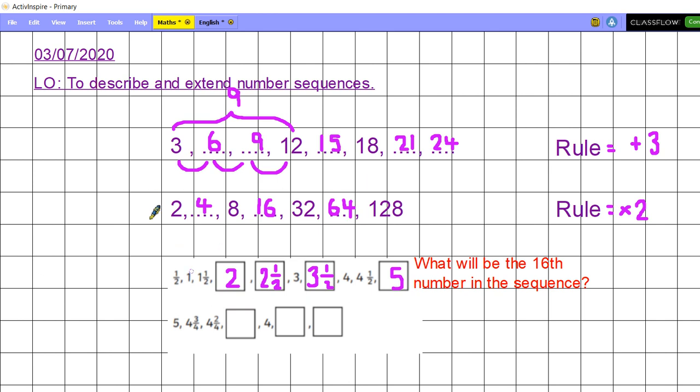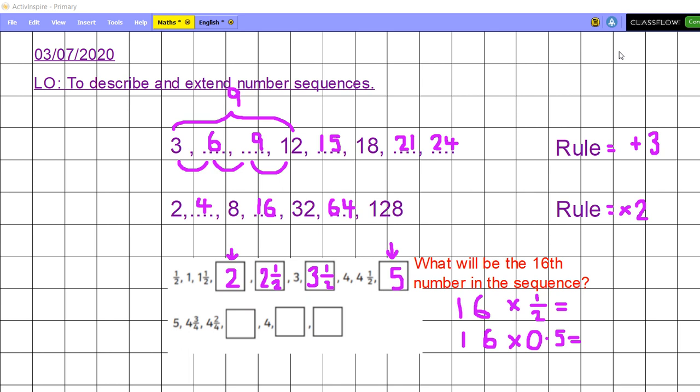So for example, 1, 2, 3, 4. This number is 4th in the sequence. If I do 4 times a half, or 4 lots of a half, that gives me 2 wholes. Let's try it further up here. 1, 2, 3, 4, 5, 6, 7, 8, 9, 10. This is the 10th number in the sequence. 10 times a half, or 10 lots of a half, is 5. So I could do 16 multiplied by a half, and it will give me that number in the sequence. Can you work that out for me?